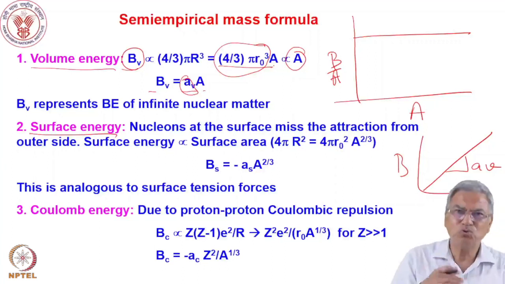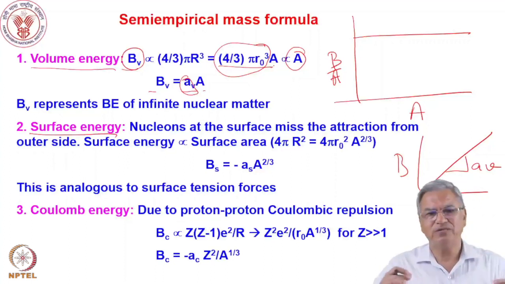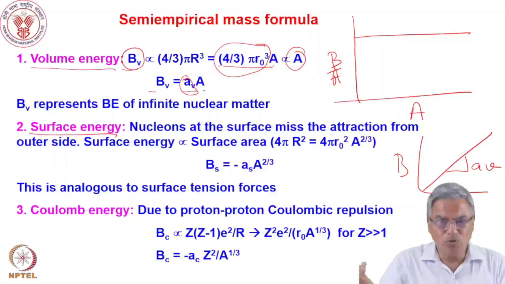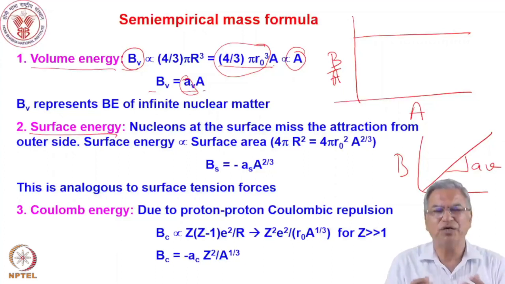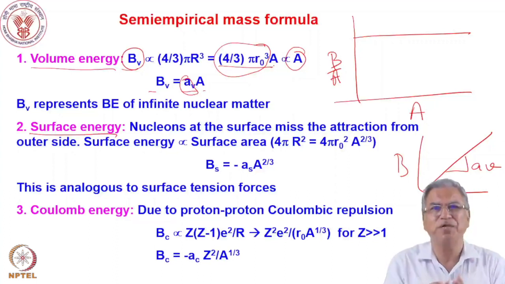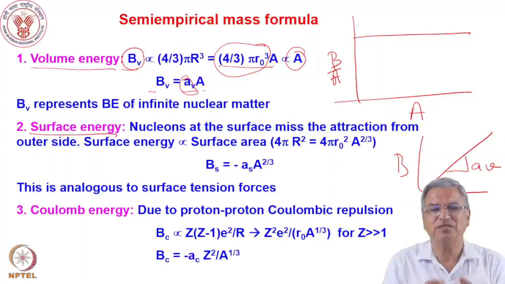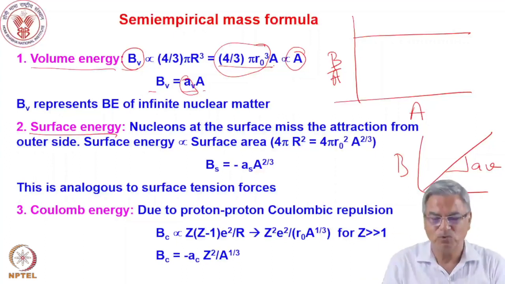Those nucleons which are at the surface of the nucleus do not have neighbors on the outside. So they are pulled in by the nucleons inside the nucleus. This is like the surface tension force. That is how a drop of liquid tries to retain a spherical shape, because the surface tension is minimum for a spherical shape. So the surface area tries to minimize, because the surface tension is proportional to the surface area.